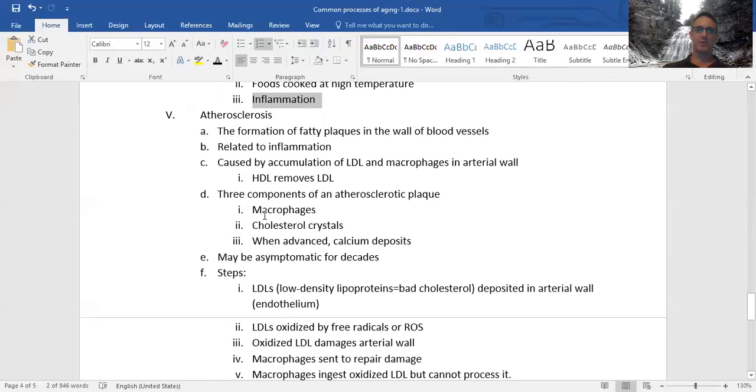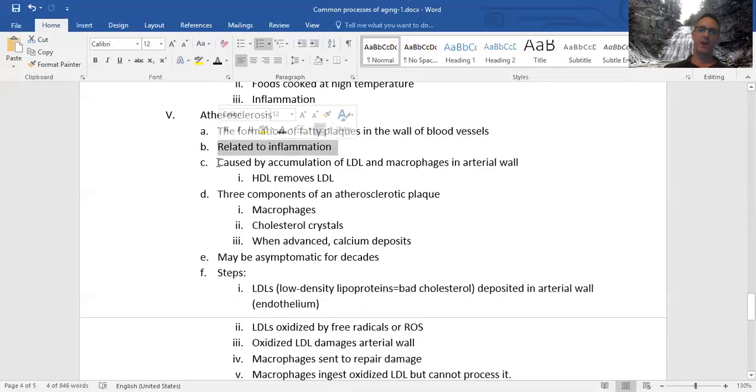Our last common process we'll talk about in this lecture is atherosclerosis. Now, earlier we mentioned arteriosclerosis, that's when calcium gets deposited in the arterial wall and they become stiff. Atherosclerosis is a type of arteriosclerosis, but there are some different steps here to having that formed. In general, this is the definition of atherosclerosis. It's when fatty plaques form in blood vessel walls. And you might have even heard about these before. Well, we know this is related to inflammation, and we'll talk about why in a moment, and that's because there's actually some damage that's going to be involved here.